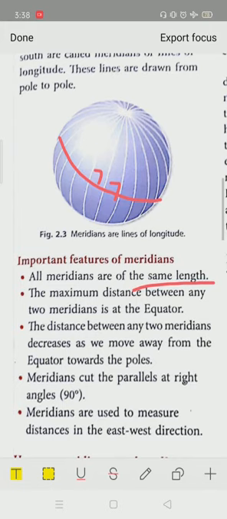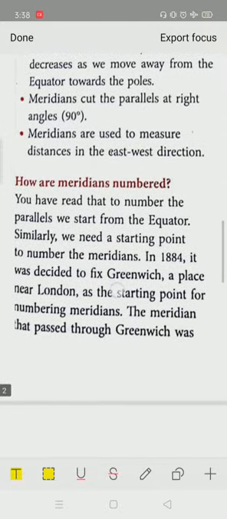Okay. Meridians are used to measure distances in the east and west direction. दोनों तरफ, मतलब if you are moving towards the Greenwich जो मेन था उसके east में जा रहे हैं तो we will mark them east, and if you are moving towards the west we will mark them west.